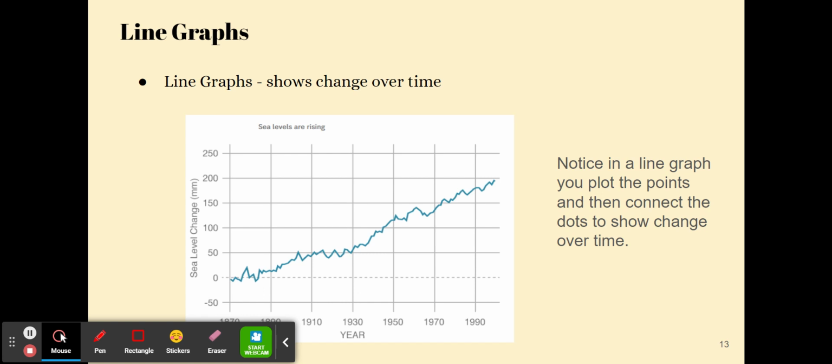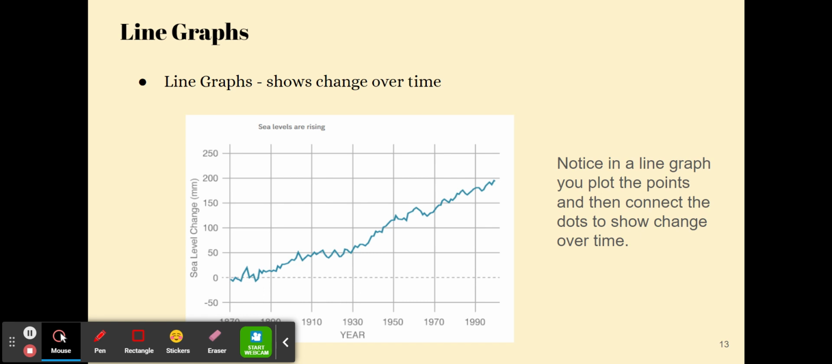It's sort of a leading title. It leads you to make a conclusion. You want to try to avoid that. So a better title might simply be sea levels over the years, something like that. Notice that in the line graph, you're going to plot your points and then the dots are going to be connected to show change over time.